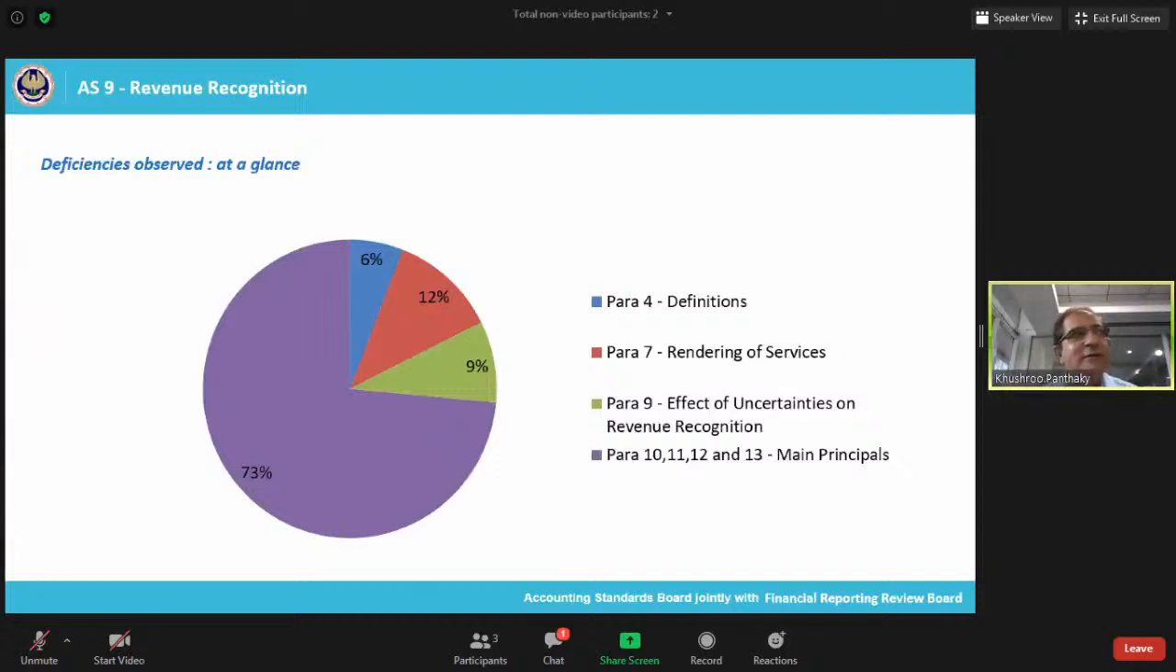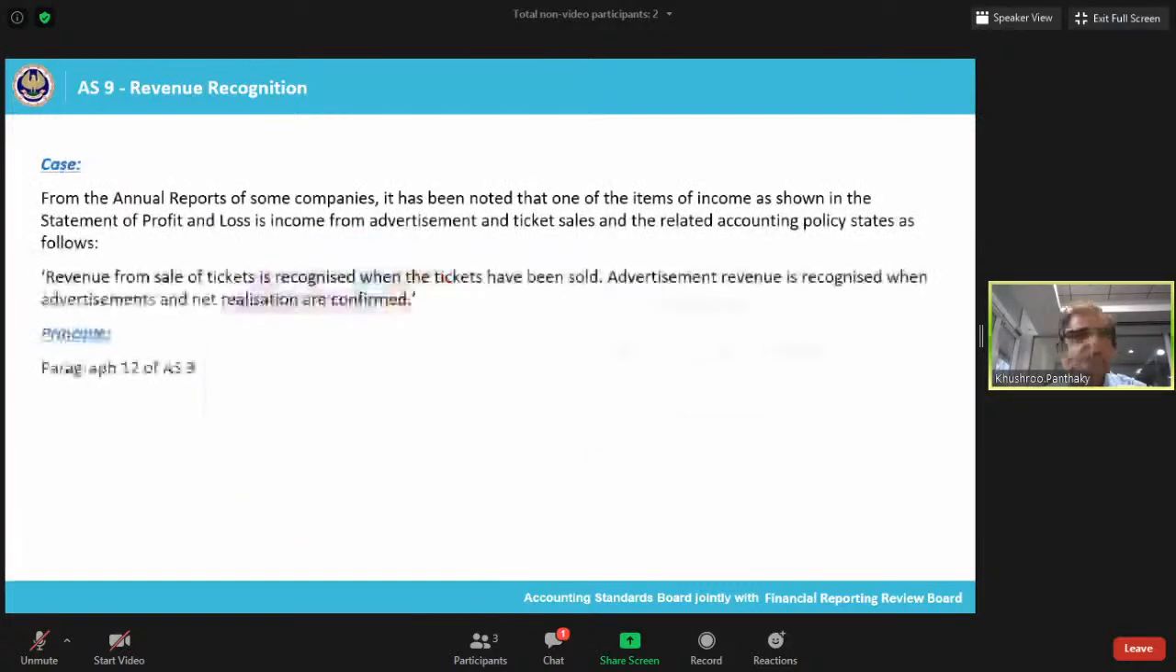But if you look at the chart, a significant 73% of revenue recognition errors were in terms of recognition of principles of revenue recognition. There are different principles in terms of transfer of risk and rewards, transfer of ownership, and many other things. And therefore, this has been one of the major considerations as far as the error rate is concerned. And therefore, we need to be very mindful of what exactly triggers recognition of revenue. So let's go to some of these examples.